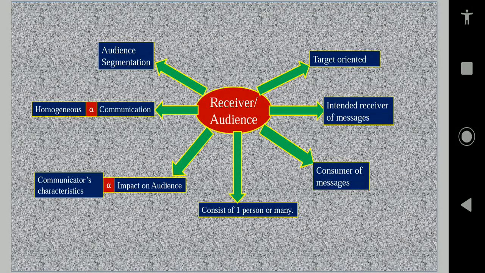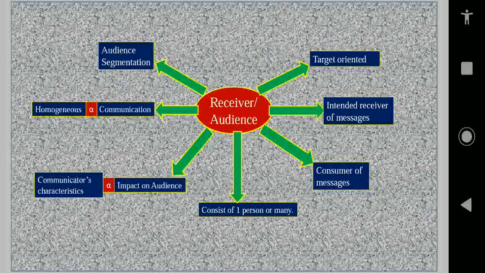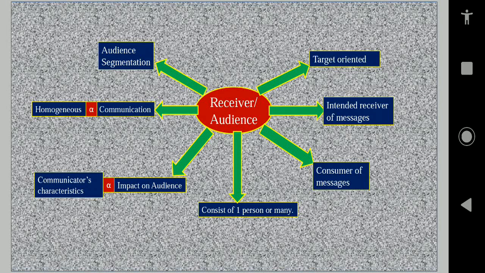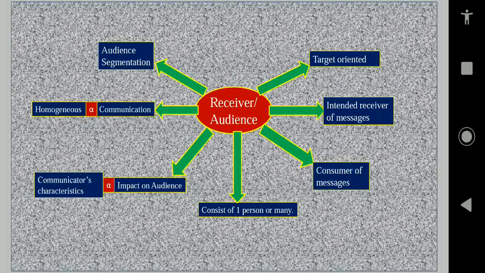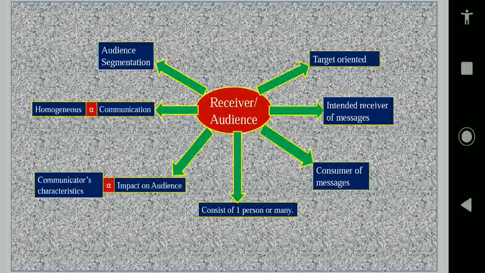An audience may also be categorized according to farm size such as marginal, small, medium, or big farmers, or according to whether they belong to a scheduled caste, scheduled tribe, etc. Communication to be successful must be target oriented. The communicator must know the target: their needs, interests, resources, facilities, constraints, and even their approximate number and location. The communicator's characteristics directly impact the audience. If it is homogeneous, then communication will be smooth.